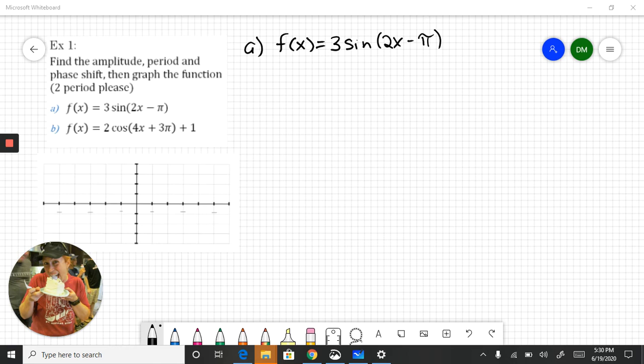We have to take into mind that sine has an amplitude of 3, so the amplitude is changing. This part here is called the phase shift because the period is changing and we get a horizontal shift.